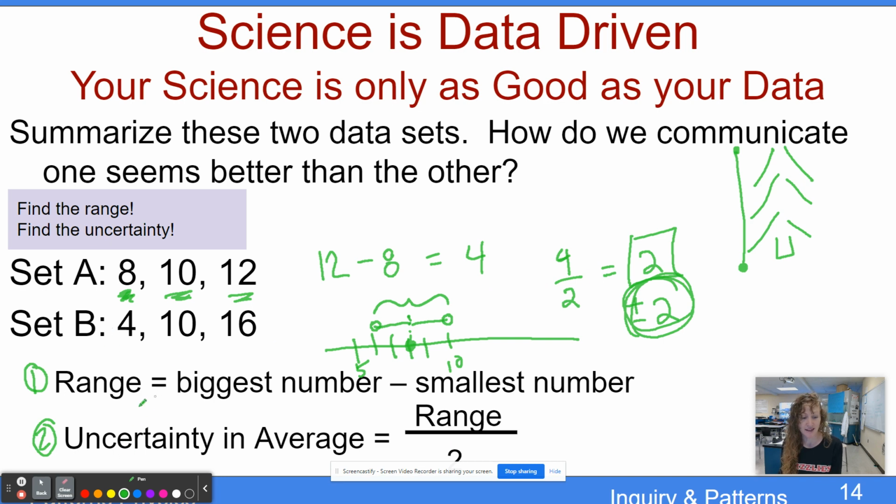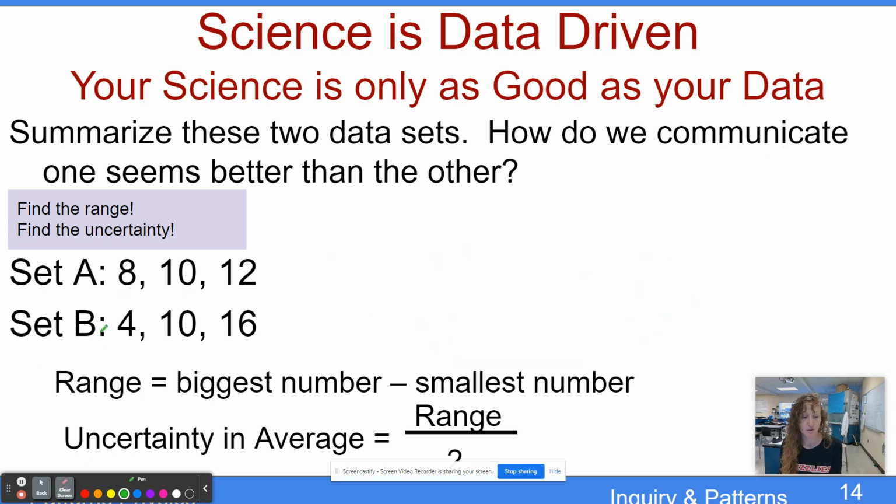Okay, there's a second set here. You are welcome to pause the video, go ahead and calculate your range and then your uncertainty for this second set of data. All right, welcome back. Here I've calculated my range. I took my big number 16 minus my small number 4 to get 12. And then I calculated uncertainty by taking my range and dividing it by 2, which is 6. So I get an uncertainty of plus or minus 6.